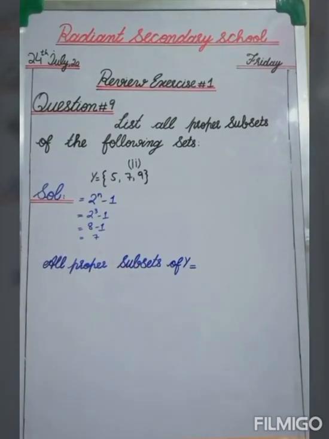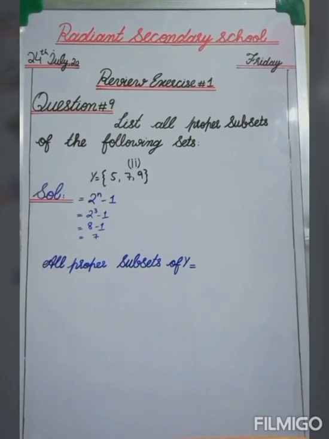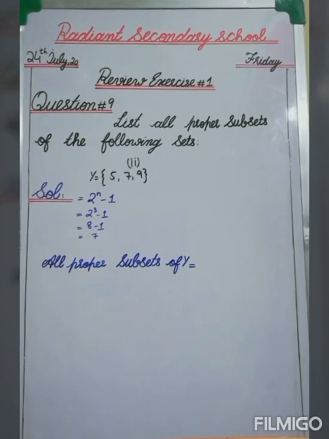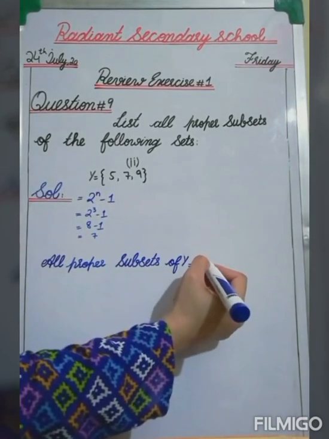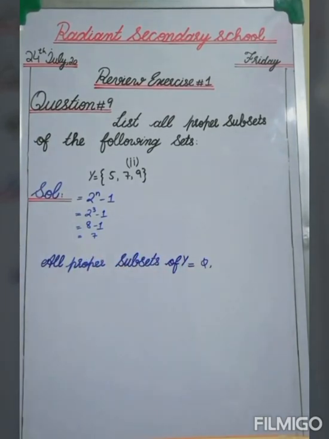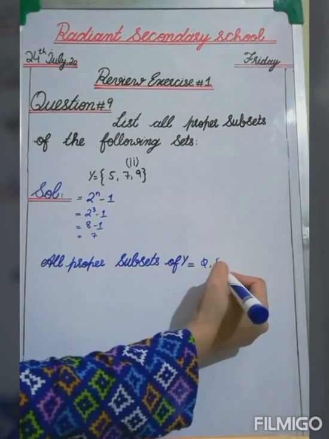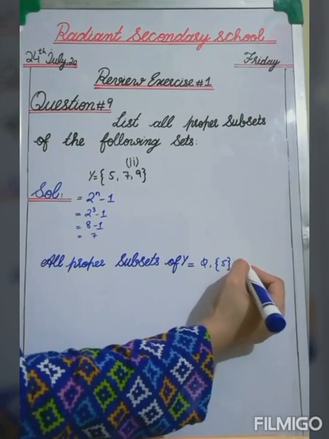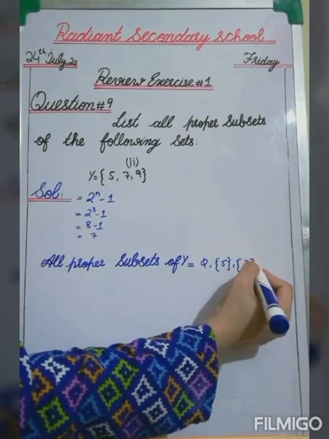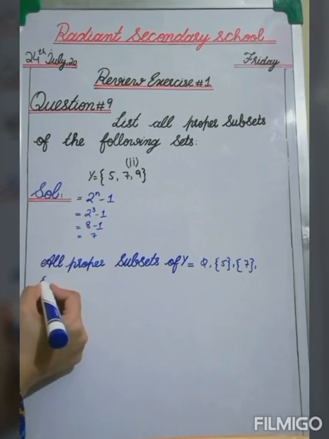It means that there will be a total of 7 proper subsets of this set Y. Students, you know the empty set is a proper subset of every set. So the first proper subset will be the empty set. Then we will make the proper subsets by taking individual elements. The first element is 5, then 7, then 9.